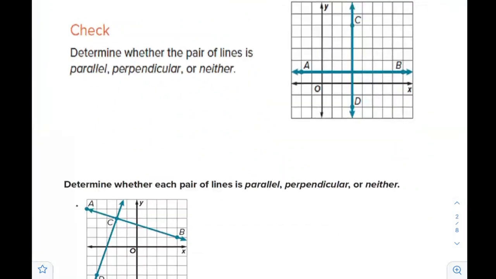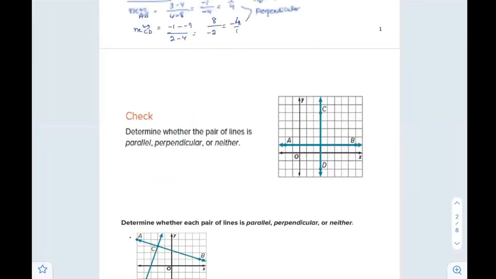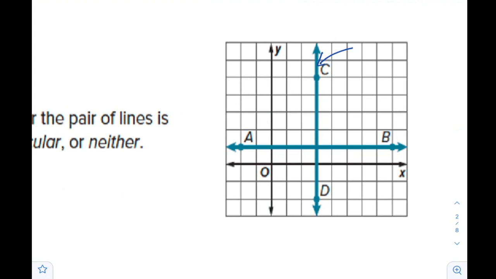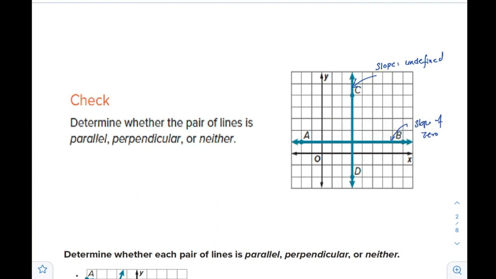Determine whether the pair of lines is parallel, perpendicular, or neither. Oh, here in this case, what is the slope of this line? Remember, this is a vertical line, so the slope is undefined. And here, the horizontal line has a slope of 0. Slope equals 0 here. So in this case, you cannot apply the rule, which is the product equals -1, but it's very clear that one of the lines is vertical, the other one is horizontal. So when one is vertical and one horizontal, definitely the lines are perpendicular.